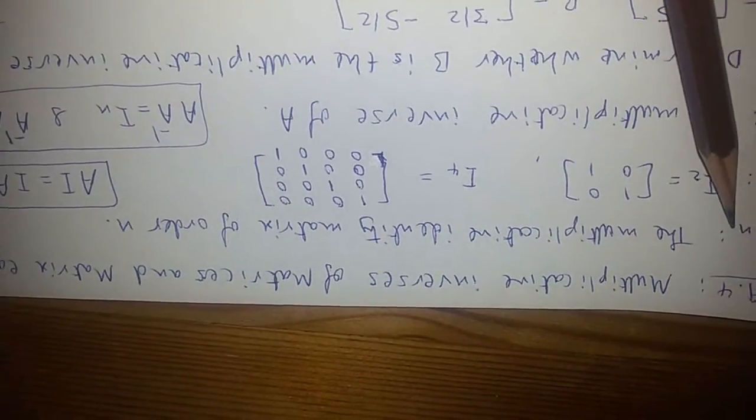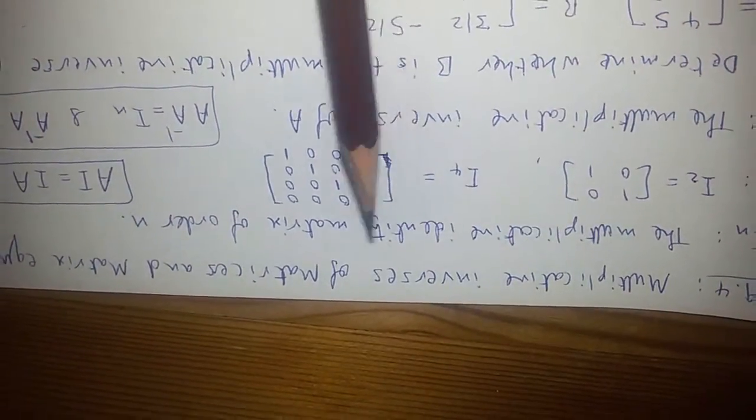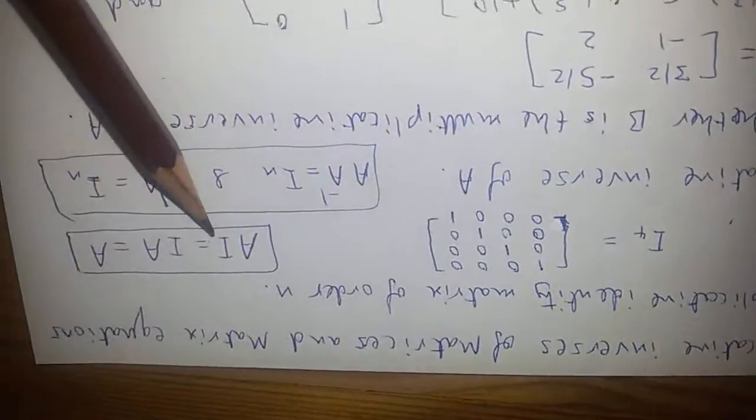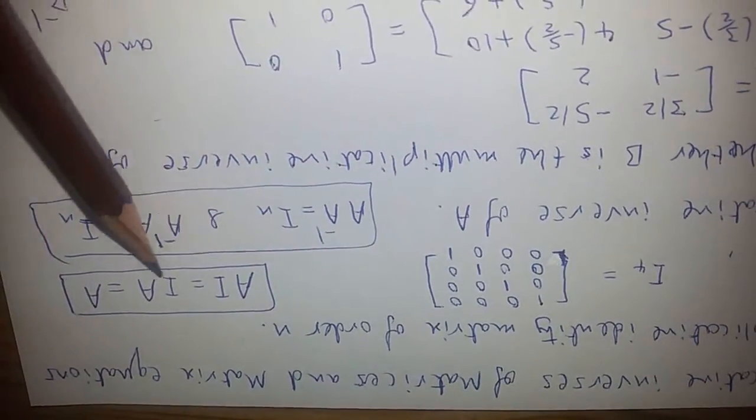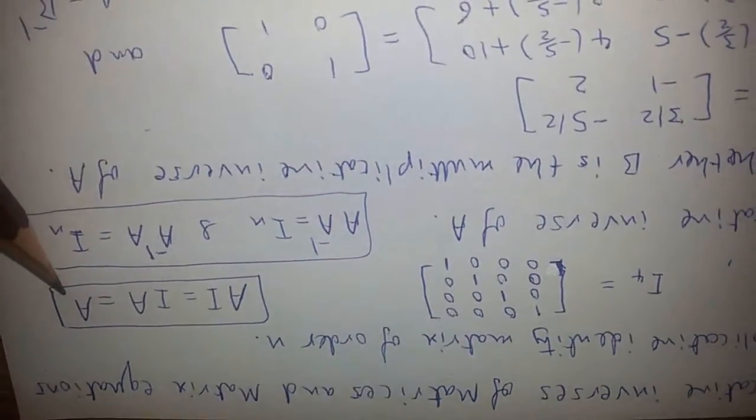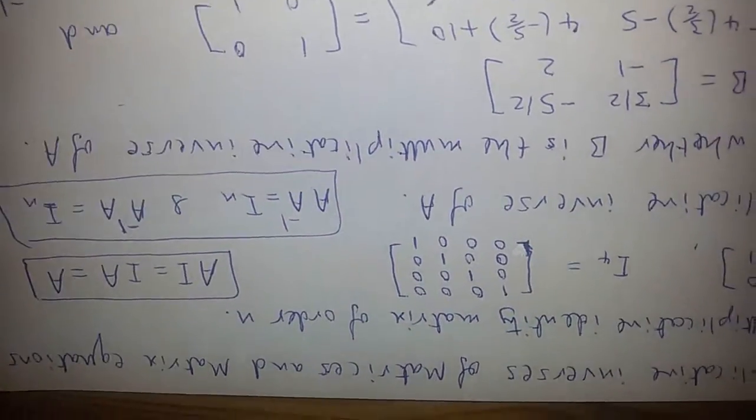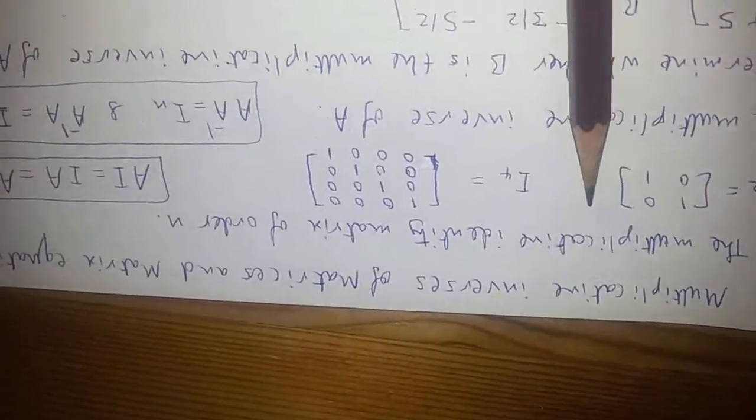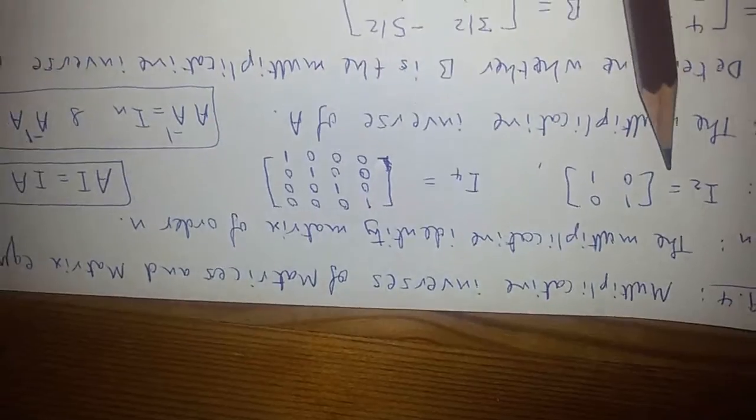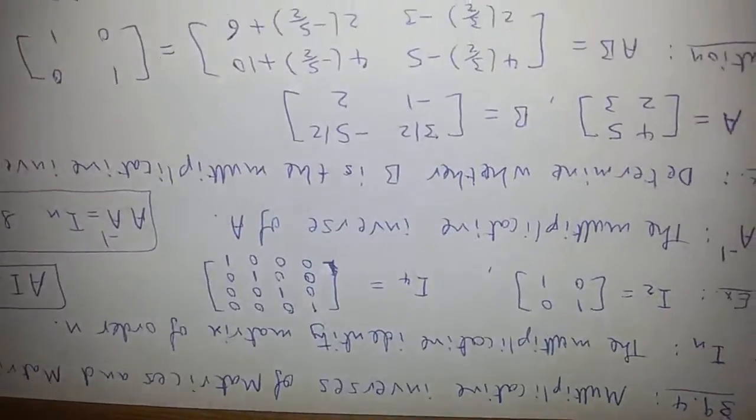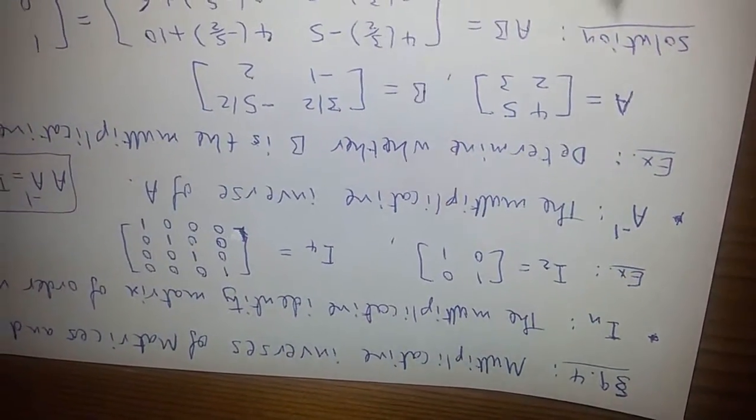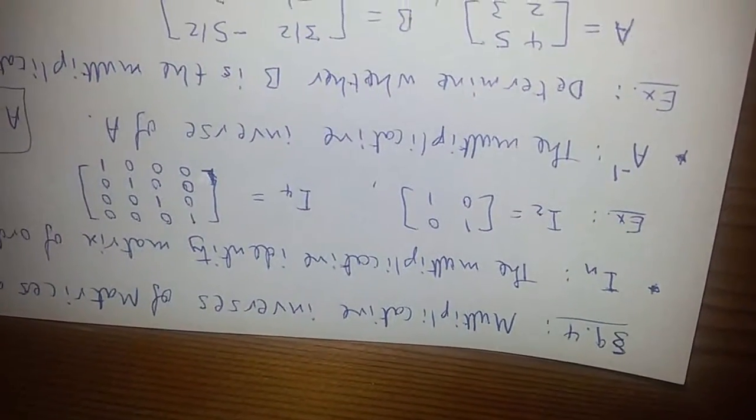This matrix is called the multiplicative identity because when you multiply this matrix I by any other matrix A, either from the right or from the left, you get the same matrix A. And that's why we call it the multiplicative identity matrix. This is I2 and this is I4, and you can write I3 and I5 and whatever you like. It is a square matrix, a 2 by 2 square matrix, and this is an n by n square matrix.